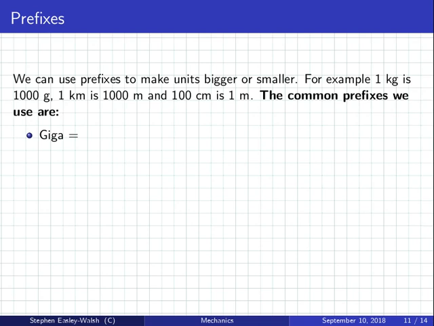1,000? No, more than 1,000. I know why you said 1,000, because you're thinking of a gigabyte, which is 1,000 megabytes, but it's not 1,000 bytes. Good try, but it's more than 1,000. Anyone know how big giga is? How many zeros? 9 zeros. Very good. It's written G, 10^9.